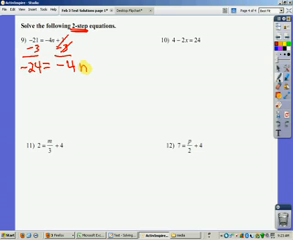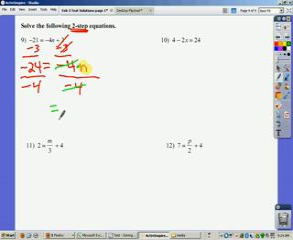So we need to divide. Since this is a multiplication operation in between them, we need to undo that by dividing by negative 4. Again, the key is to make sure you don't forget the negative part. As soon as I do that, I have to divide by negative 4 on this side. My negative 4 and negative 4 cancel out.